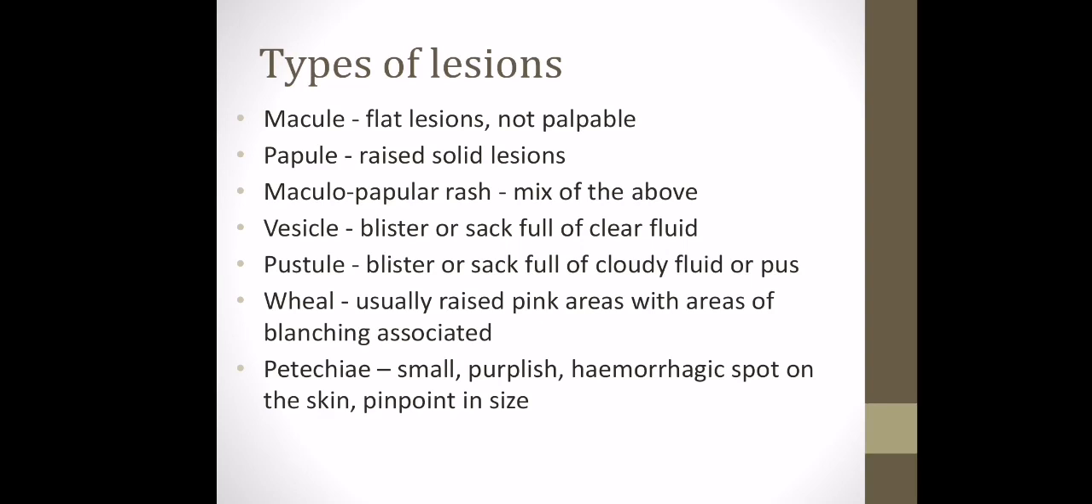So how do we describe rashes and spots? These words might help you to describe some of the lesions that you may come across. Things like macule, which is a flat lesion, papule, which is a raised solid lesion, vesicle, which is a blister with a sac full of clear fluid, and then your pustule, which is similar but has cloudy fluid or pus.